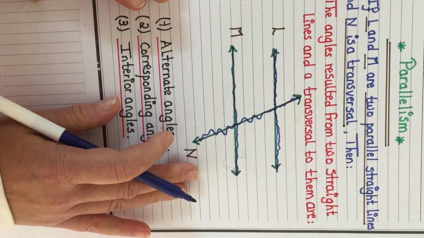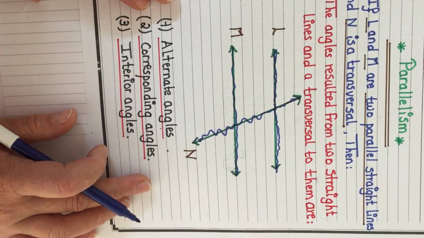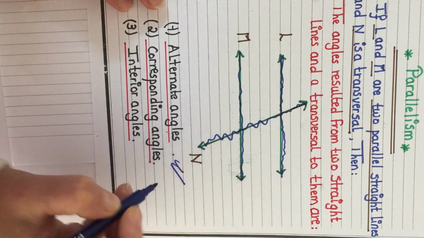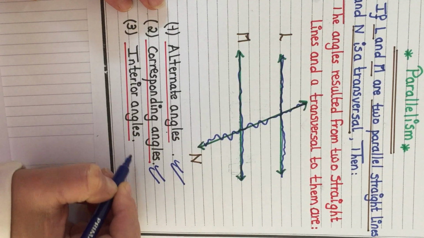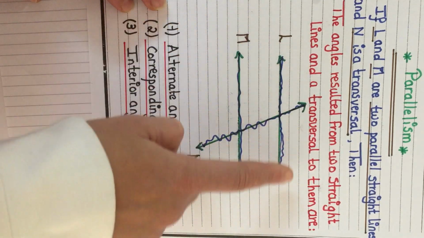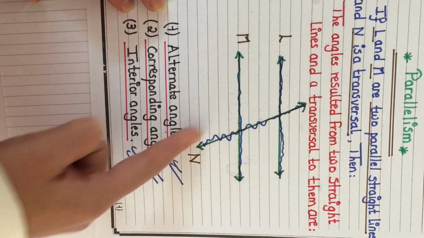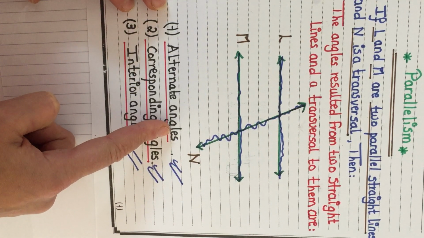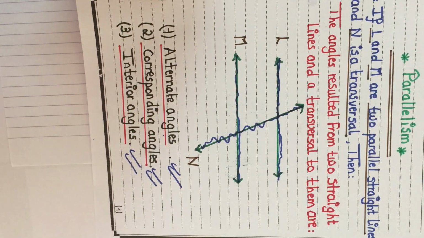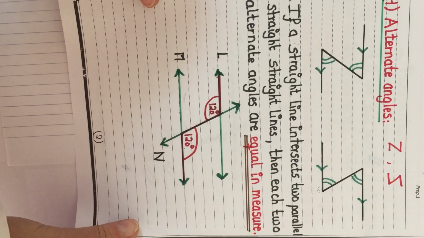Then we have three angles resulted from these two parallel lines and a transversal. What are the three angles? They are called alternate angle, corresponding angle, and interior angle. So whenever we have parallelism, whenever we have two parallel lines and a transversal come and cut both parallel lines, the resulted angles are alternate, corresponding, and interior. Okay, let's start with the first one, which is alternate angle.